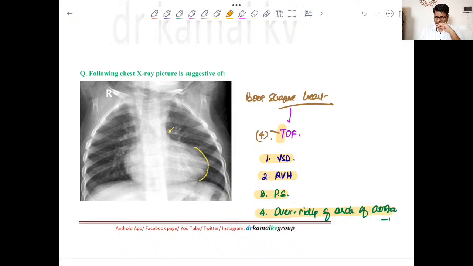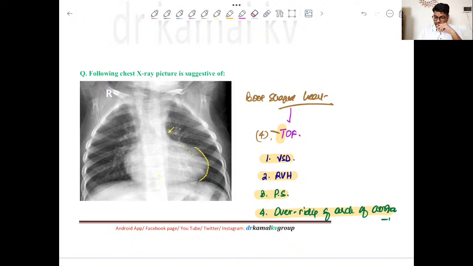Whenever we are discussing the boot-shaped heart, one thing is that there is upliftment of the apex, right? The apex of the heart is something like this. Normally it is like this, but here you can see it has gone upward. So there is upliftment of the apex of the heart, right?